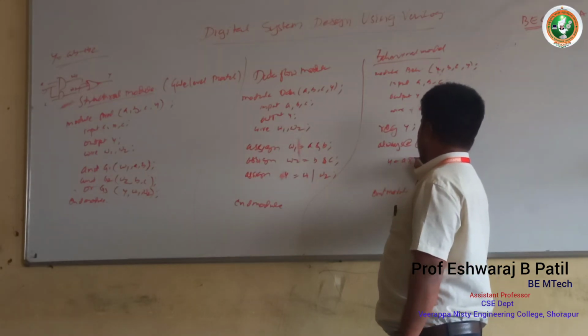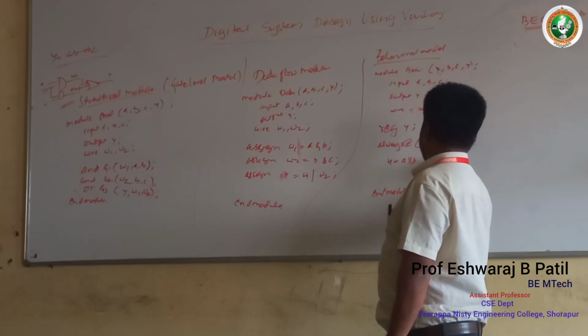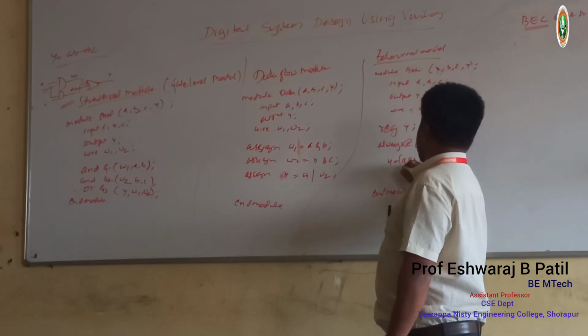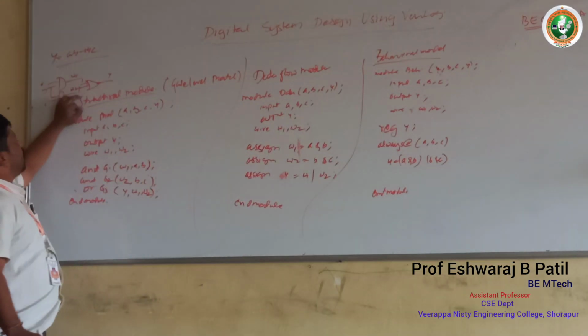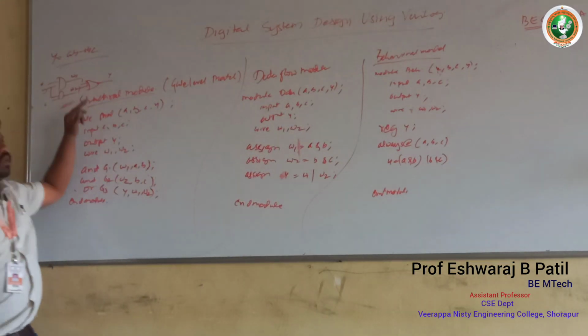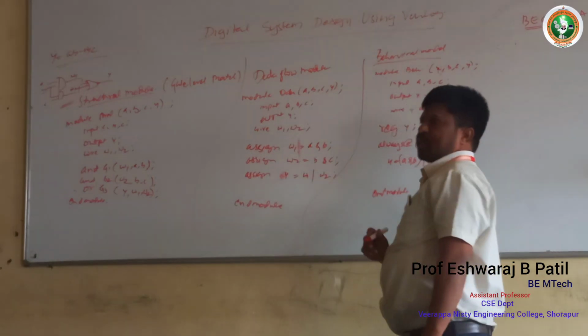A ampersand b, another is b ampersand c. We are ORing together these two. These two AND gates' outputs we are ORing together. The OR gate operator is the straight line, just write the straight line.